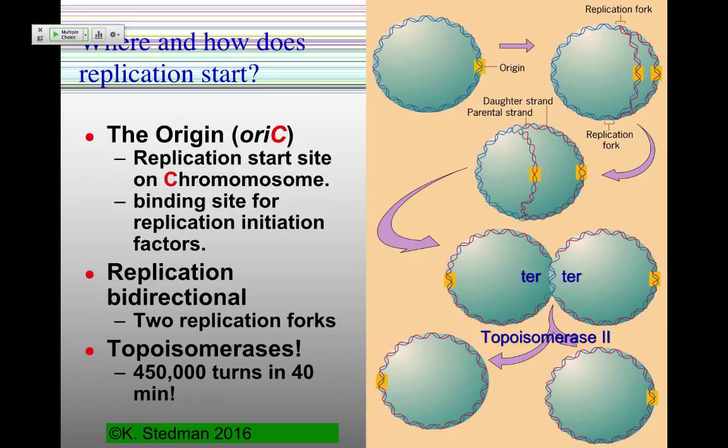People talk about this as the cellular origin of replication. We'll talk about plasmid origins later on. So OriC, it's the start place, where things start on the chromosome, and it's where you have these initiation factors, which are going to bind, and then where the helicase gets loaded in the first place. And again, two replication forks.